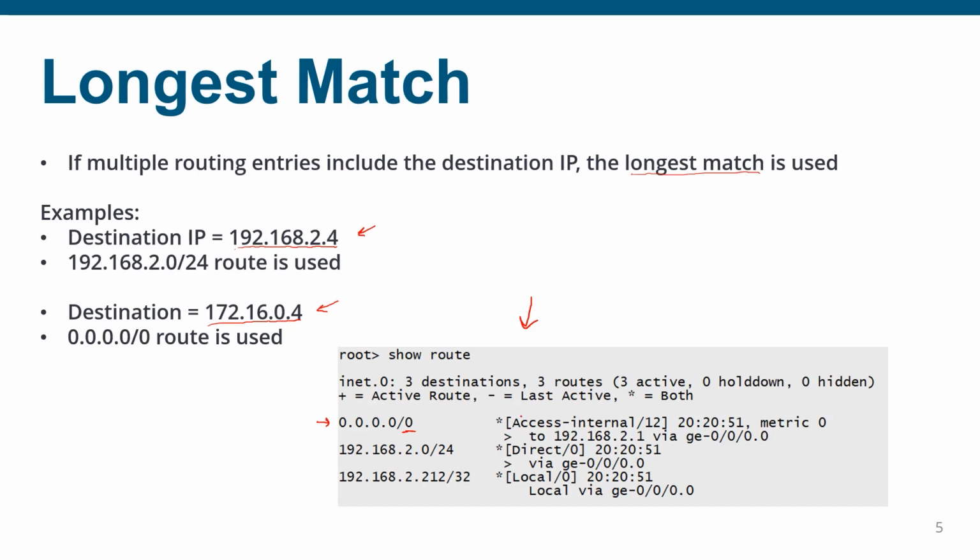To touch on just a few of the other indicators in the routing table, the access-internal route is from DHCP. This particular lab device is a DHCP client and learned its default gateway from DHCP. And then it is directly connected to the 192.168.2.0 network, and the interface IP address is 192.168.2.212. Hence, it is a /32, which is one individual address. There are no other addresses in that network.